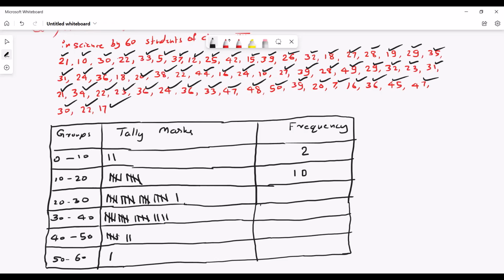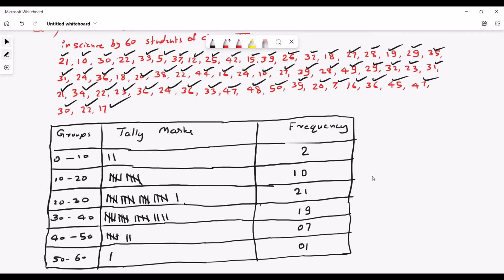Here it is 20 plus 1 is there. 1, 2, 3, 4 groups are there. It means 20. Then 1. It means 21 is there. Here it is 15 plus 4 means 19 is there. Here it is 5 plus 2 means 7 is there. Here only 1 is here.